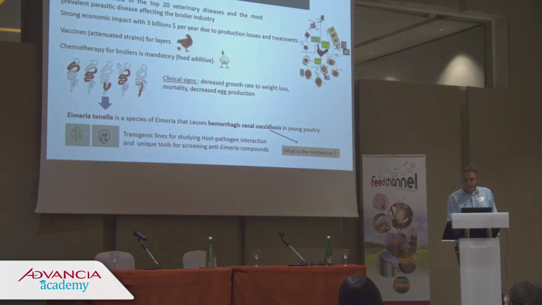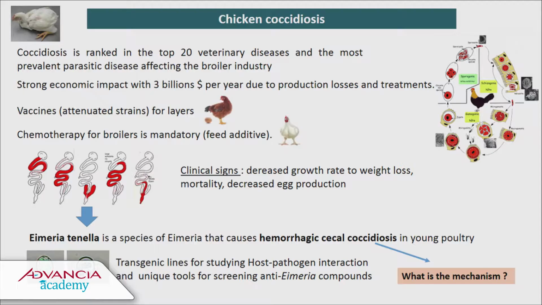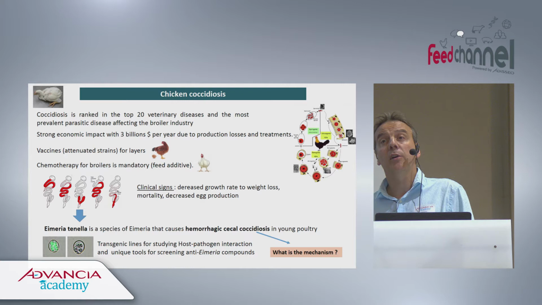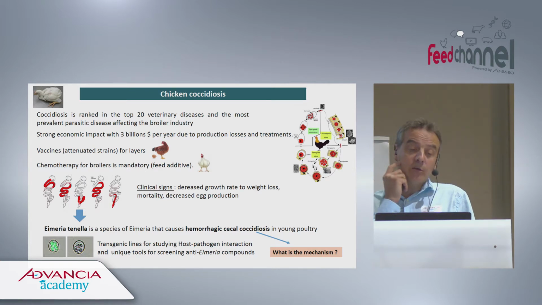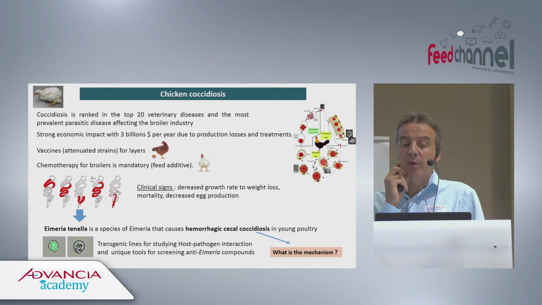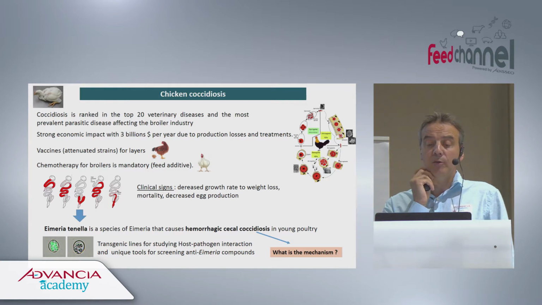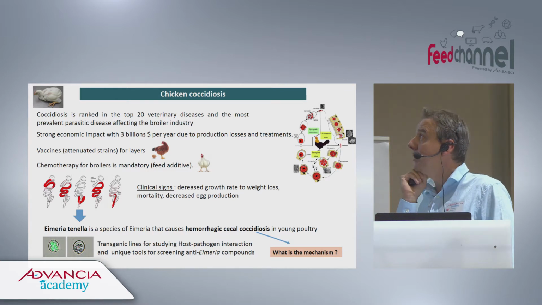Sorry. Okay. We heard about coccidiosis this morning, but just to say a few words about the disease. It's ranked in the top 20 vet diseases, and it's the most prevalent disease affecting the broiler industry. There's a strong economic impact. It's $3 billion per year, due to production losses and treatments.